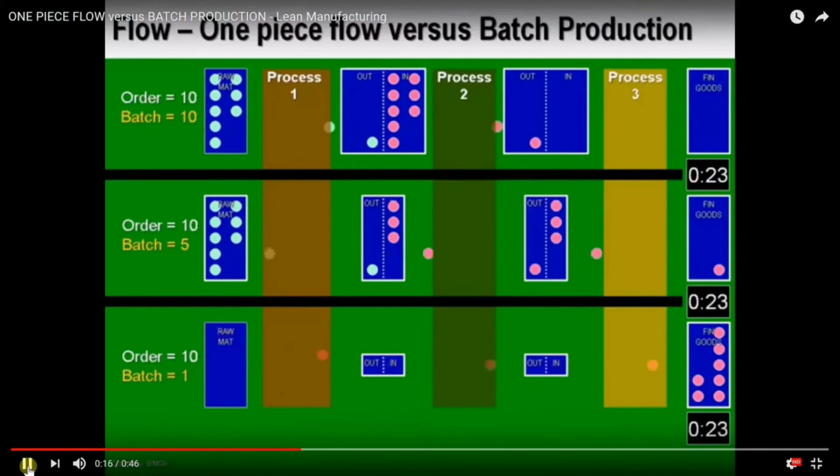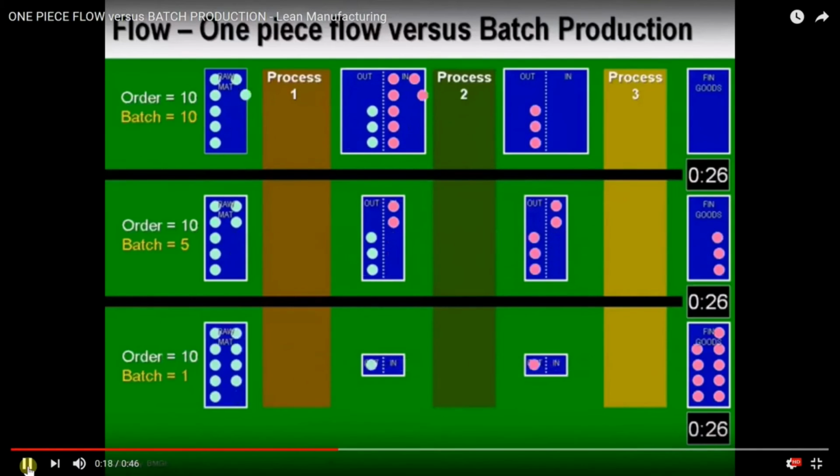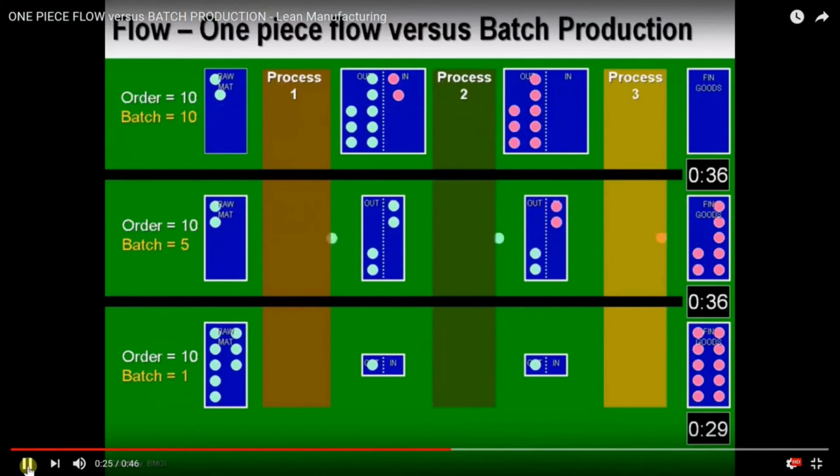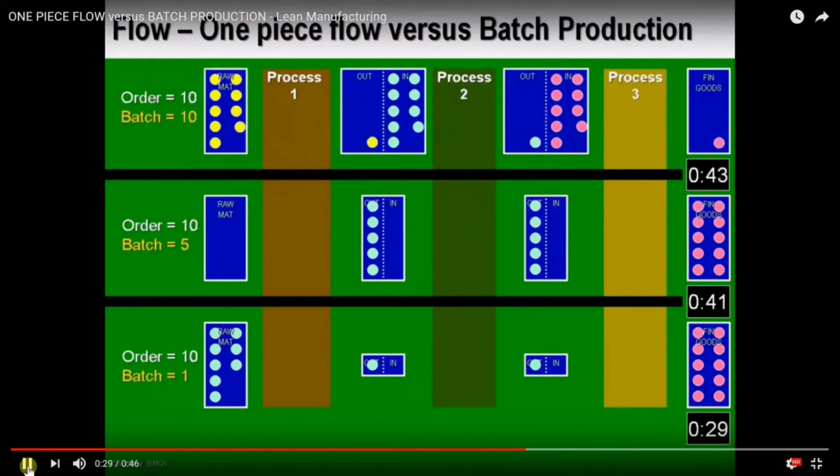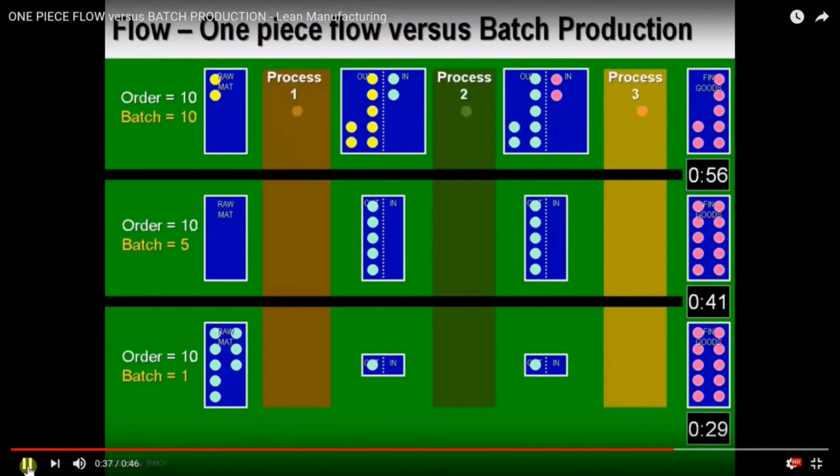So I think we're going to get the batch at the bottom out. The 1-piece flow, look, gets the batch out in 29 seconds. So if that was our order with £10 attached to it, 29 seconds, we got £10 in our hands. 41 seconds for the batch of 5. And finally, the batch of 10 at the top there. How long is it going to take? 59 seconds. Completed. Look at the difference.